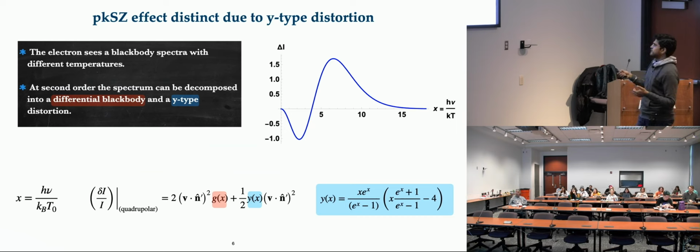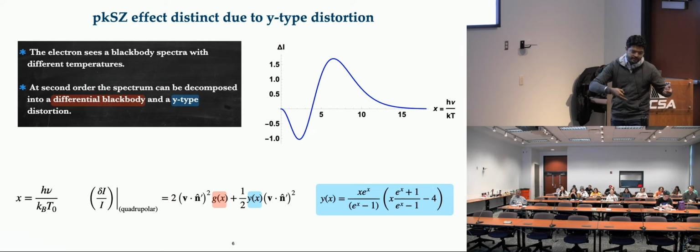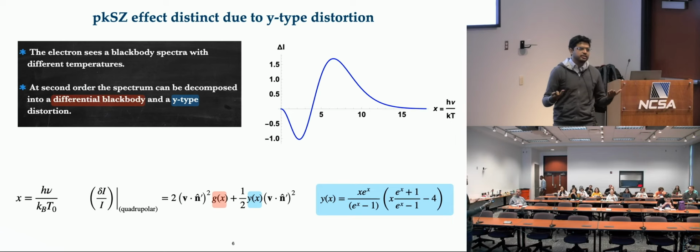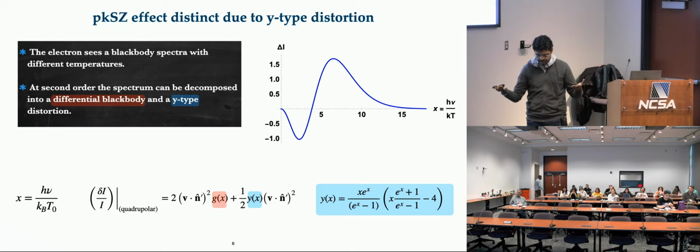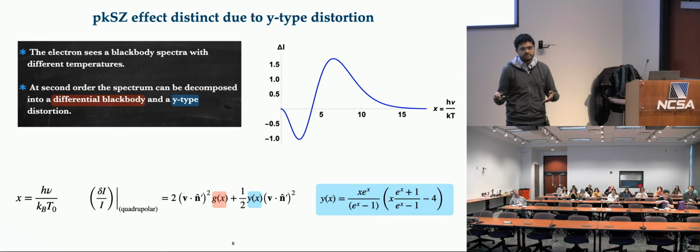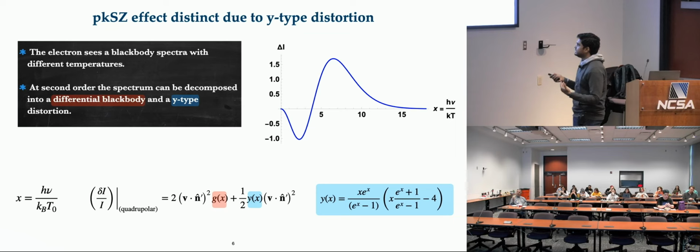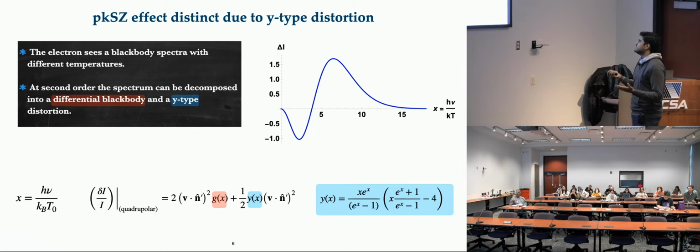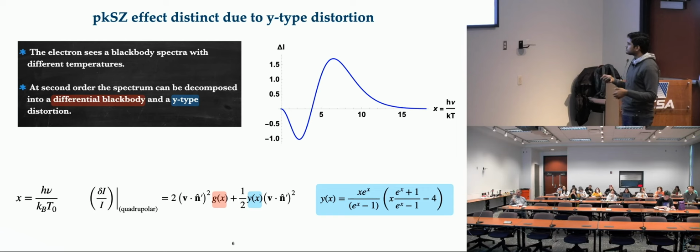So the Y-distorted spectrum basically means that you upscatter electrons from lower frequency and transfer it to higher frequency, which creates a distortion in your CMB blackbody radiation. And since the scattered spectrum is Y-distorted, this actually makes this signal a very unique signal, because there is no other signal in the CMB which is both polarized and has a Y-distorted spectrum. So basically, this makes it a very clean signal to actually observe in the future.